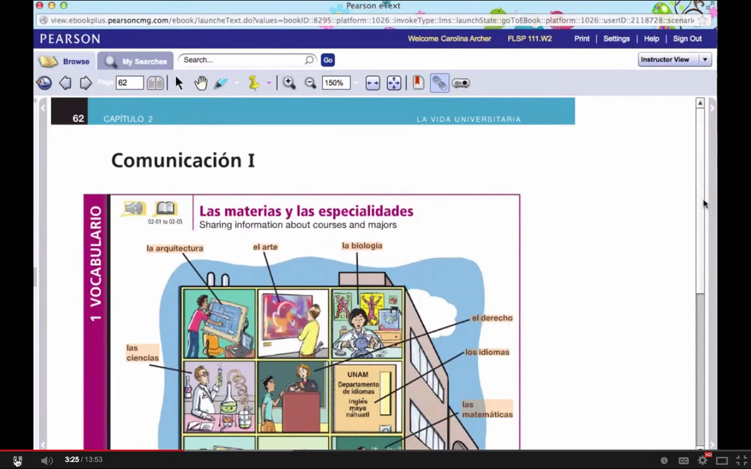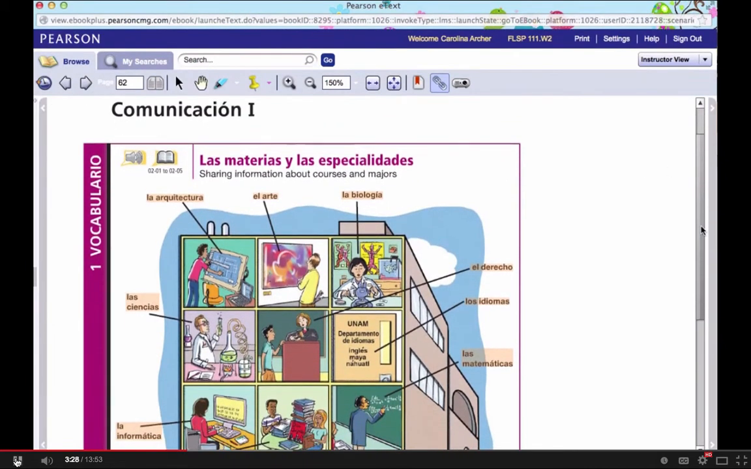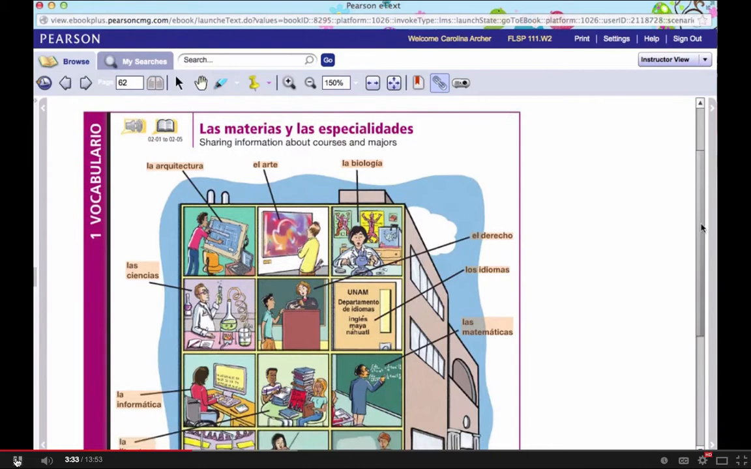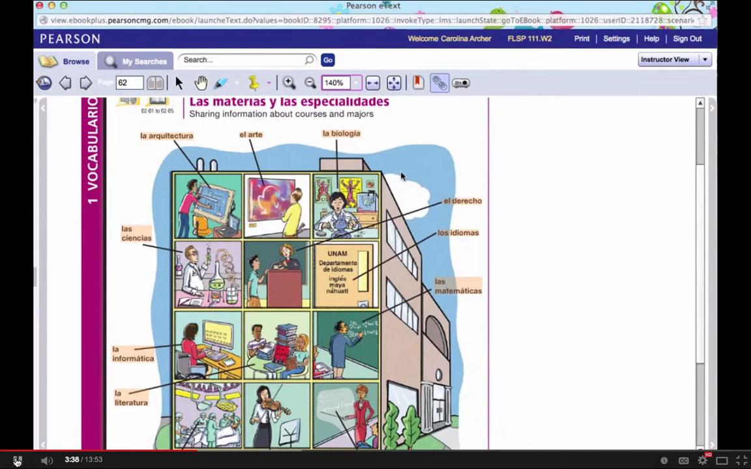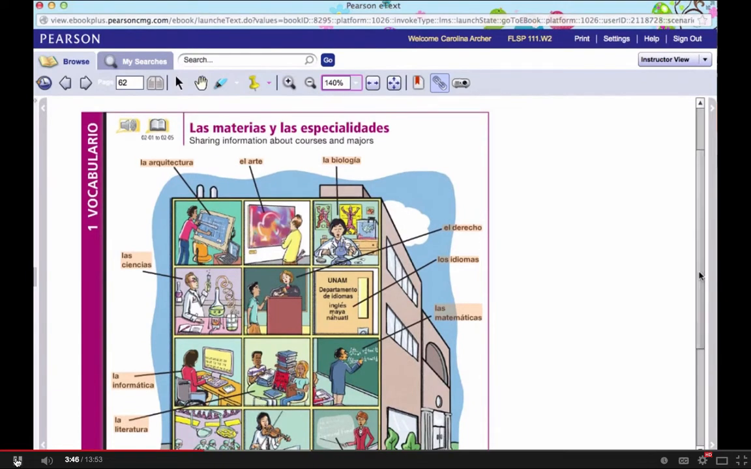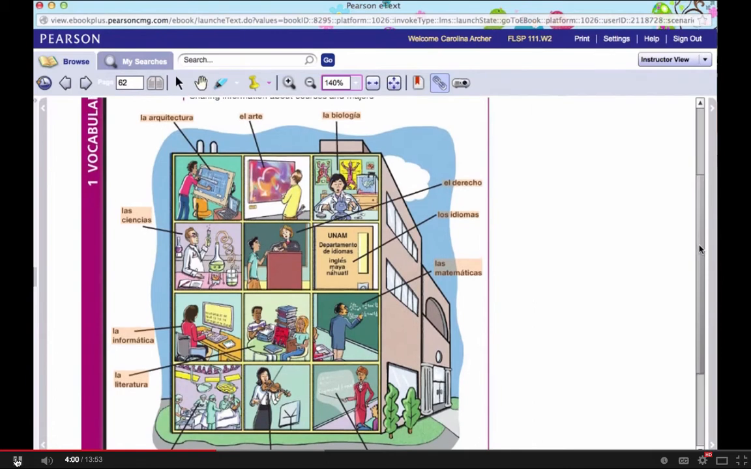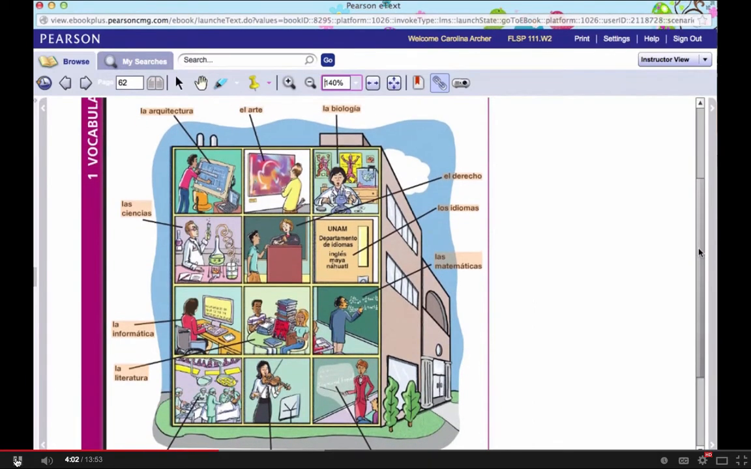Okay, so let's go a la página 62. We usually start, as you have figured out already, with vocabulary in the section called comunicación. Comunicación 1. Okay, make this a little bit smaller. Muy bien, entonces tenemos aquí las materias y las especialidades. Courses, materias can also mean subjects or courses that you take. And majors, las especialidades. And so here you have different majors and classes that you can take at school.